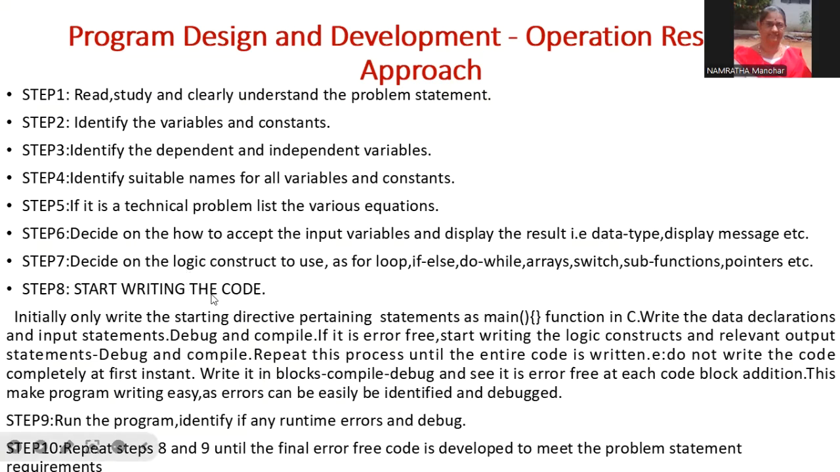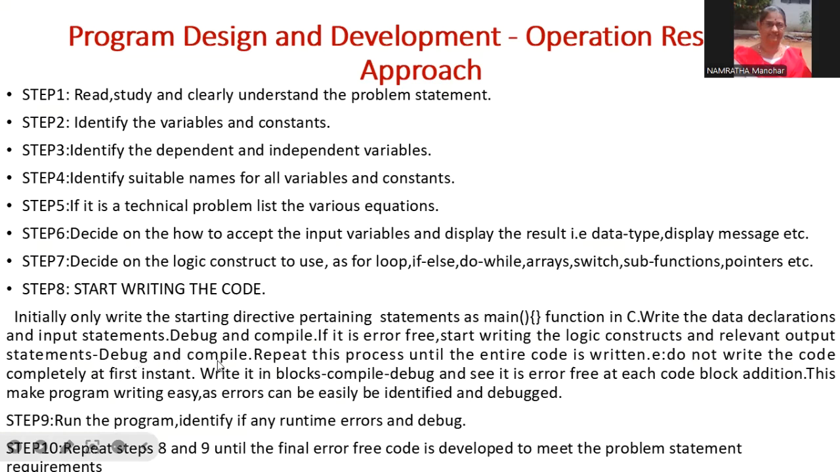Then you start writing the code. Having planned all these things, you can start writing the code. Initially only write the starting directive, that is the preprocessor statements and the main function in C. Then write the data declaration and input statements. Debug and compile, to see if there are any errors. Then eliminate those errors, and then you again start writing the logic constructs and relevant output statements.